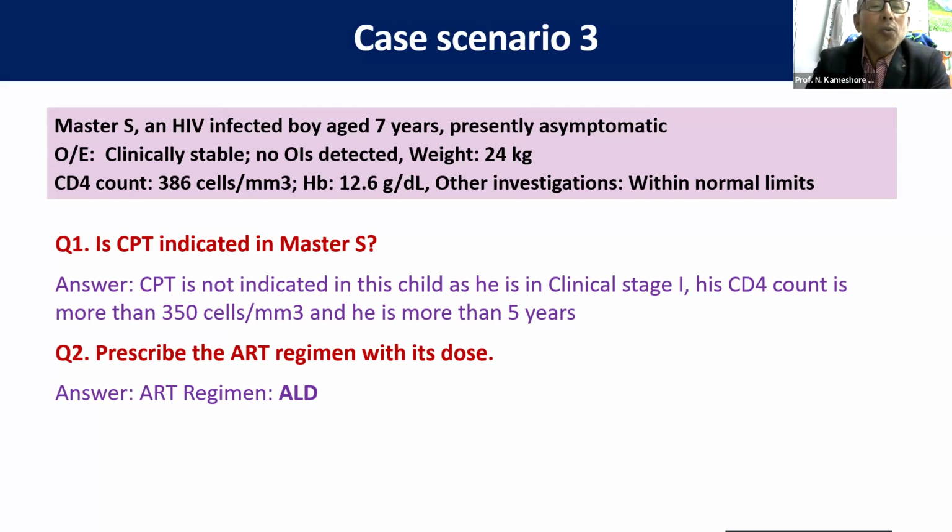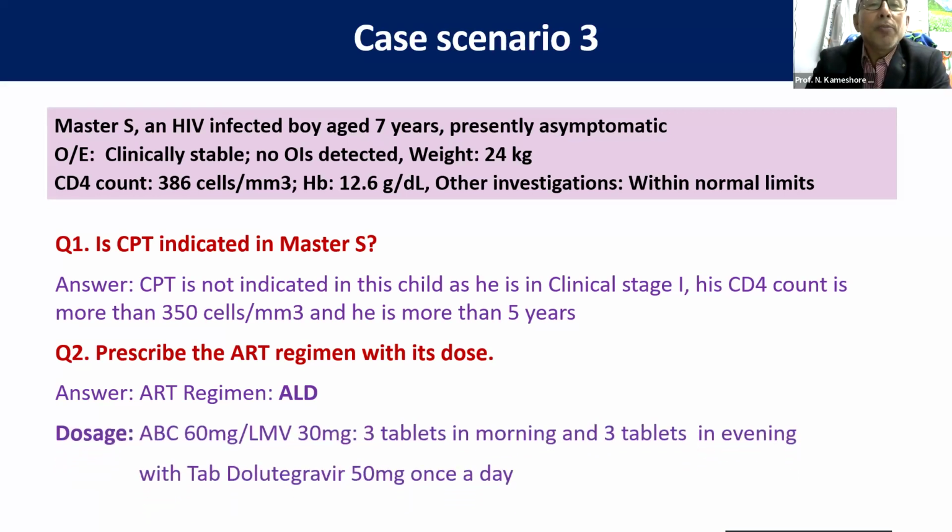And let us see what ART regimen with doses is to be given in this particular case. So weight between 20 to 30 kg. We give ABC/3TC, abacavir lamivudine 60/30 milligram tablets, 3 tablets once in the morning and 3 tablets in the evening, that is twice daily, with dolutegravir once daily of 50 milligram film coated.